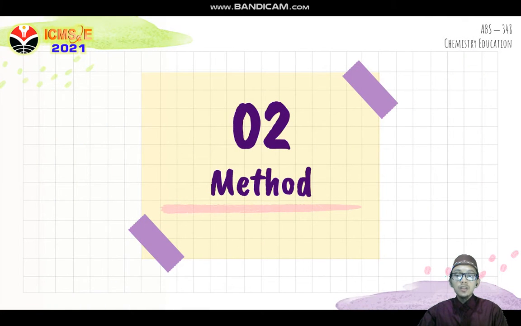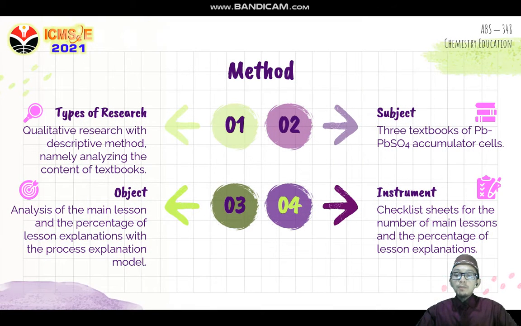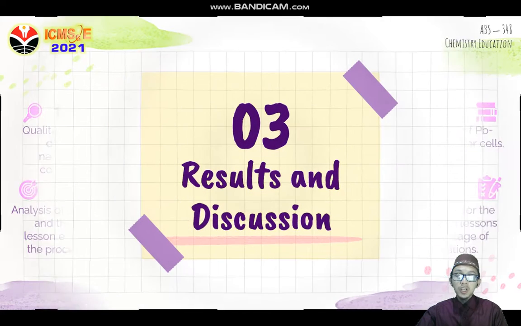Next, the second is method. The type of research in this research is qualitative research with a descriptive method, namely analyzing the content of textbooks. And the subject in this research is 3 textbooks of lead acid accumulator cell. And then the object in this research is analysis of the main lesson and the percentage of lesson explanation with the process explanation model. And last is instrument. We use a checklist sheet for the number of main lessons and the percentage of lesson explanation.